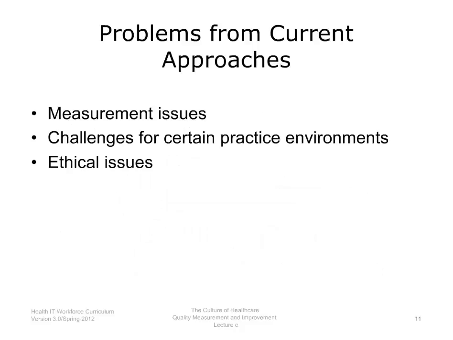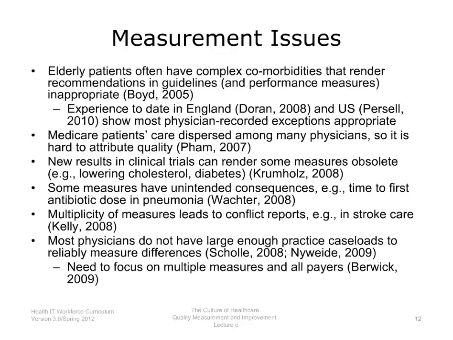The next topic will examine some of the challenges, limitations, and ethical issues in quality measurement and improvement. There are a number of challenges related to measurement of quality. One of these issues, for example, is in elderly patients who often have complex comorbidities with multiple diseases present. These may render recommendations and guidelines, which sometimes work their way into performance measures, as inappropriate.